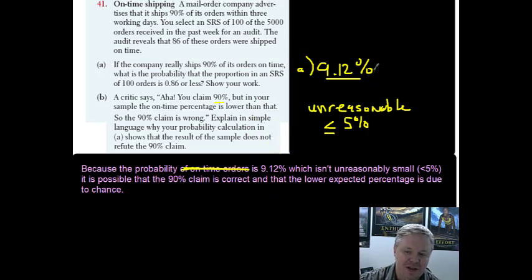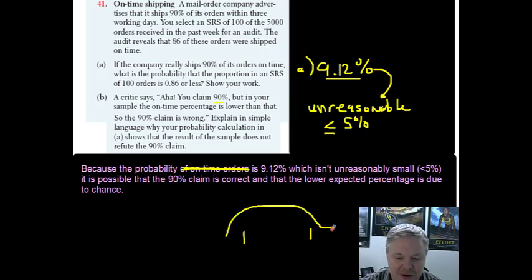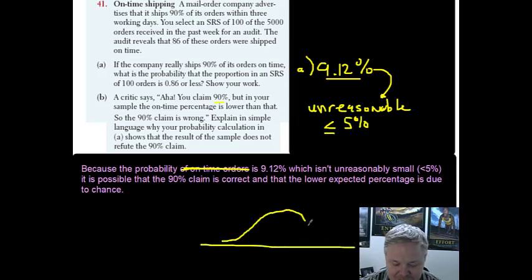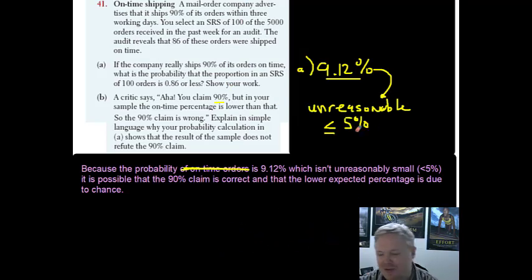So once again, it's based off the 5% rule, 5% being unreasonably small. Since we were above that, the result could just be due to chance because we know that we're going to get this random bell curve. And so we could get some on the lower end of the spectrum. But if we got something way down at the bottom, less than 5%, then the likelihood of that happening is not very common. And that's why we have the 5% rule.